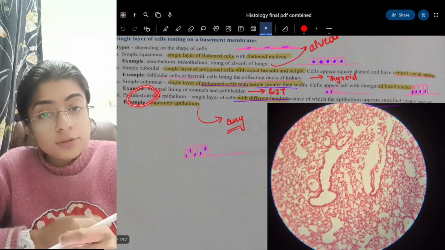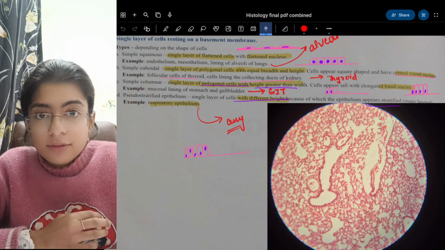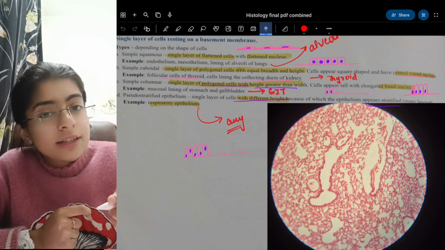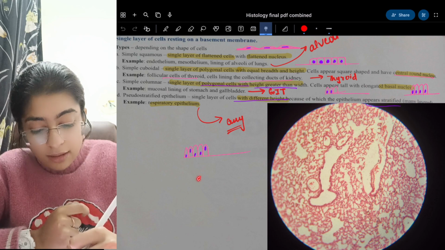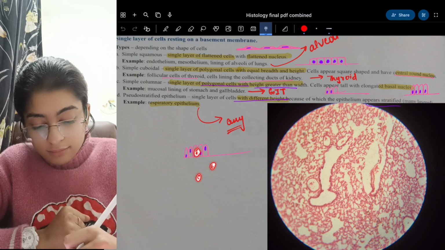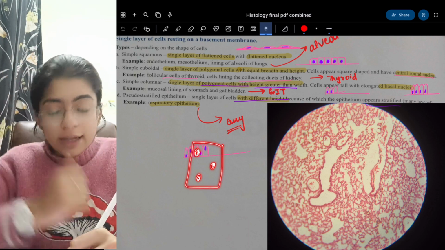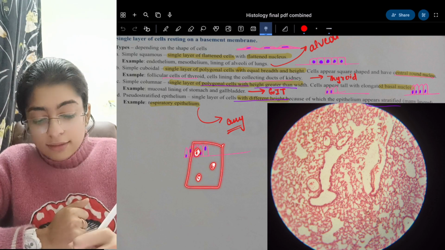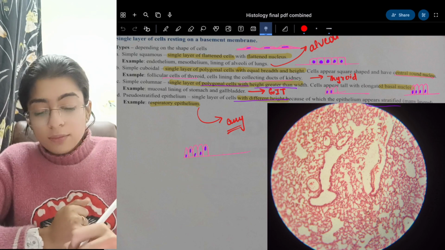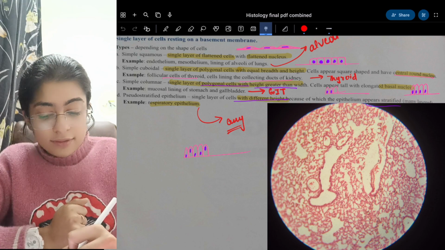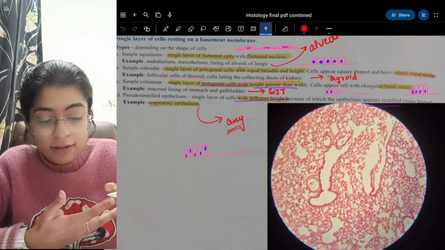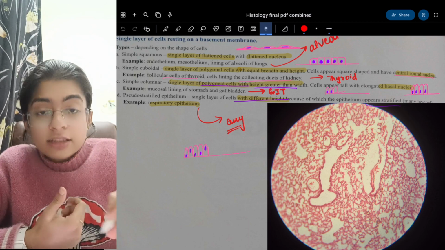Next is pseudostratified. Pseudo means false, stratified means multi-layered. So it is not multi-layered, but it looks like it. How is it possible? If I place one brick here, one brick there and one brick here, from a distance it will look multi-layered. In the same way, if this is columnar epithelium and I place one nucleus basal, one at the top and one at the center, it will look pseudostratified, and we can say it is many layered.